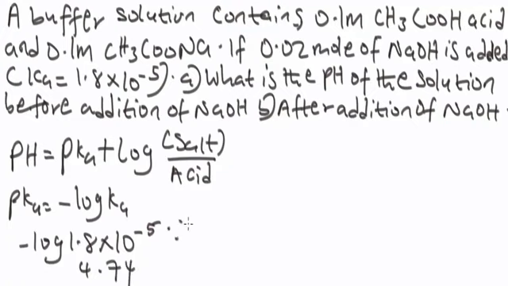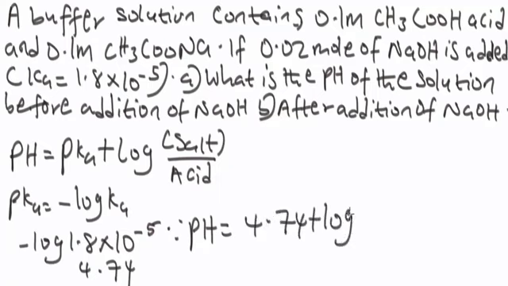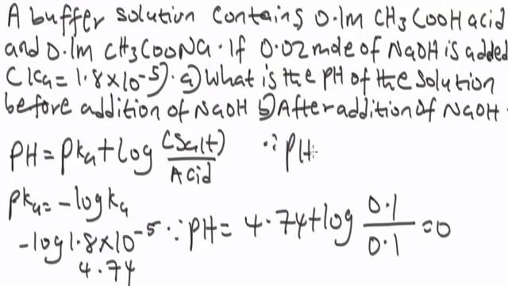So the pH will be the value of the pKa, which is 4.74, plus log of the conjugate base, which is the salt, with a concentration of 0.1, over the concentration of the acid, which is also 0.1. Let's simplify log of 0.1 divided by 0.1. I have it to be 0. Therefore, the pH before addition of sodium hydroxide will be 4.74 plus 0, which is 4.74.